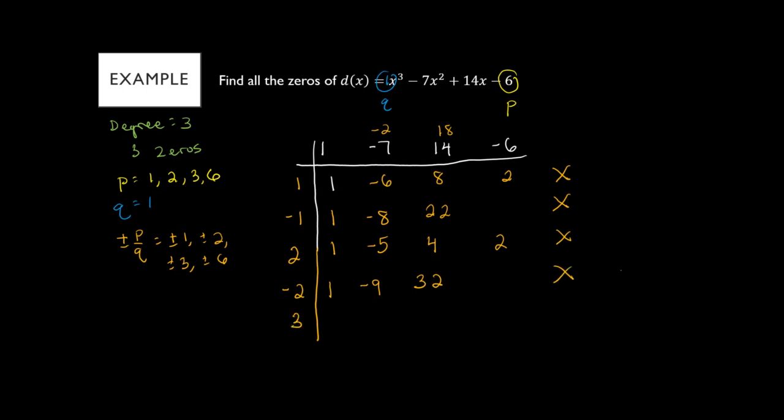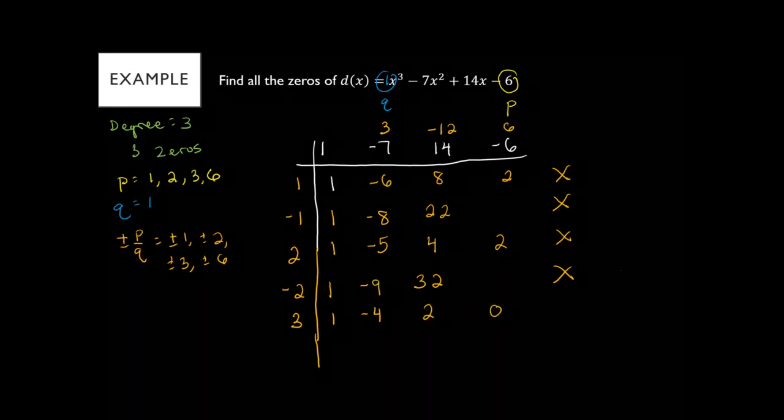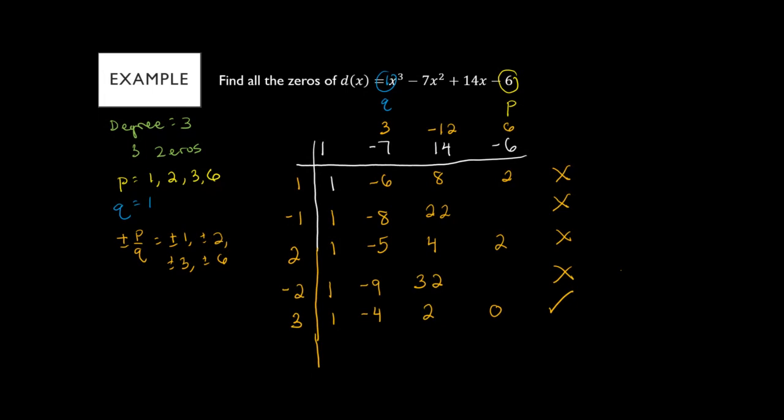So now I'm moving on to 3. So that's the next choice here that we have. 1 times 3 is 3. 3 minus 7 is -4. 3 times -4 is -12. Plus 14 is 2. 3 times 2 is 6. 6 minus 6 is 0. Okay. So I have found a 0. I have found that x equals 3 is a 0.